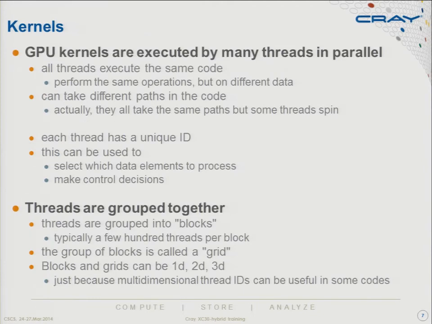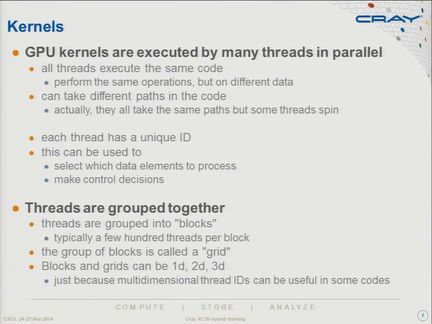GPU kernels are executed by many threads in parallel. It's a very parallel way of doing things. All the threads are executing the same code. They're doing the same operations, but they're doing it on different data. So that's how you get, obviously, to process all the elements of an array, but you have to process them in the same way.